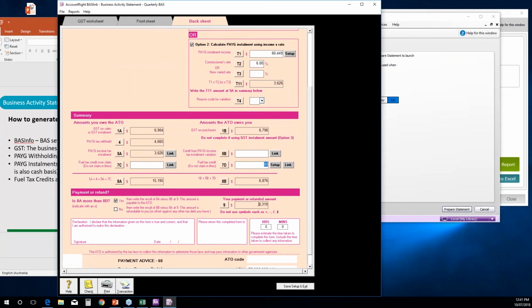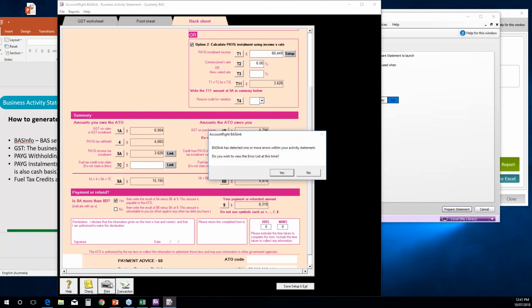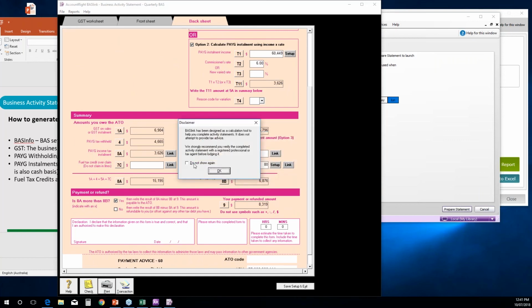How to print? I'm going to click the print on the bottom. Don't look at the errors because there are a lot of errors because the ABN number is incorrect and other things are incorrect, not the tax amount. So if you look at the errors, then you can't print. So say no for the errors.